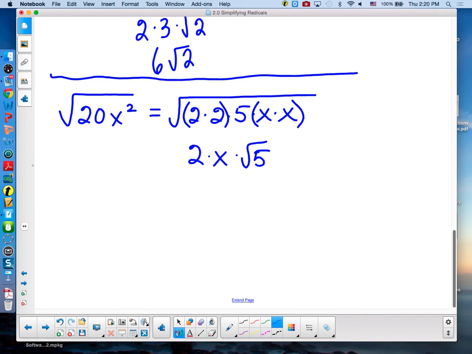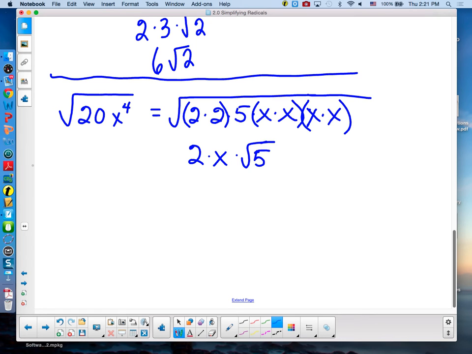Now, what if the x was to the third power? Then there'd be an x inside the radical as well. Okay, so then you would have an x inside the radical also. Okay. What if it were x to the fourth? Then it would be x times x. So there's another pair.